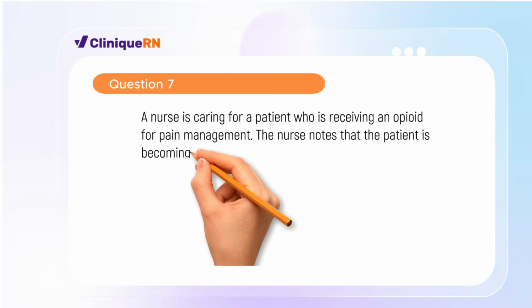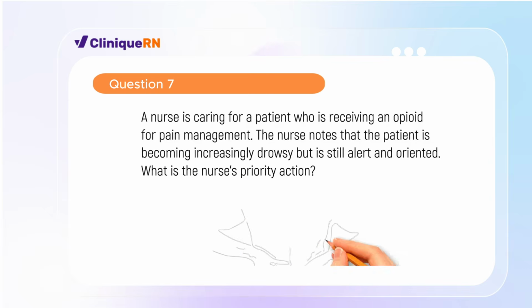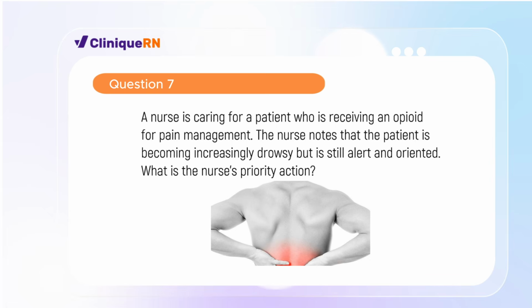Question 7. A nurse is caring for a patient who is receiving an opioid for pain management. The nurse notes that the patient is becoming increasingly drowsy but is still alert and oriented. What is the nurse's priority action?